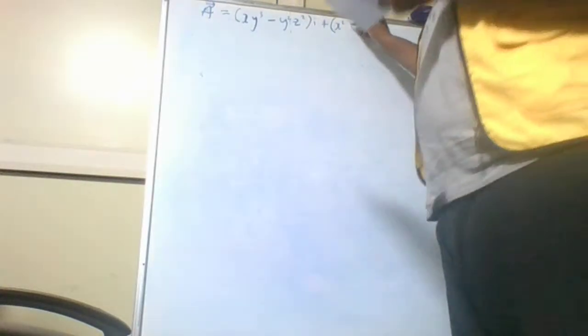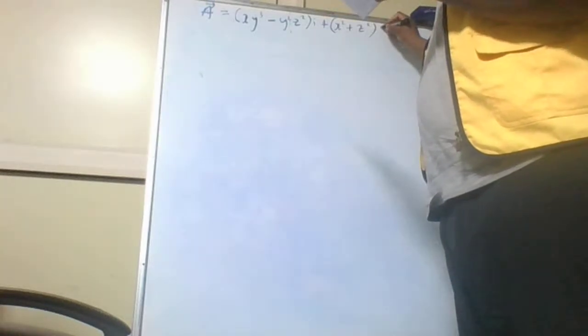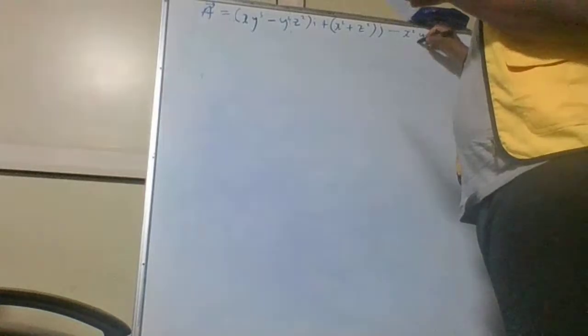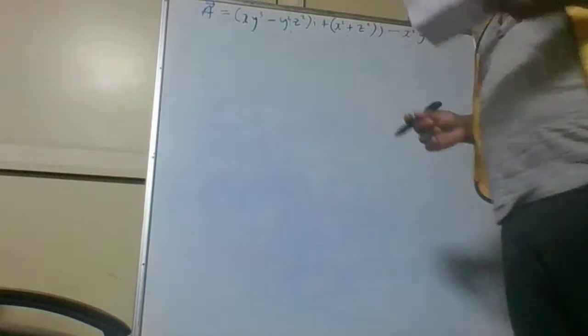Okay. Question 10. If vector A is equal to xy cubed minus y squared z squared i, plus x squared plus y squared plus z squared j, minus x squared y z squared k.